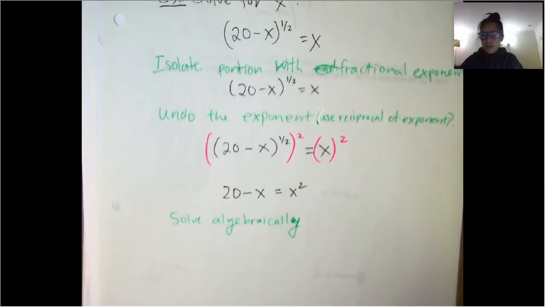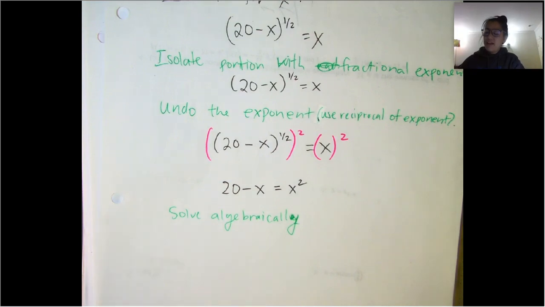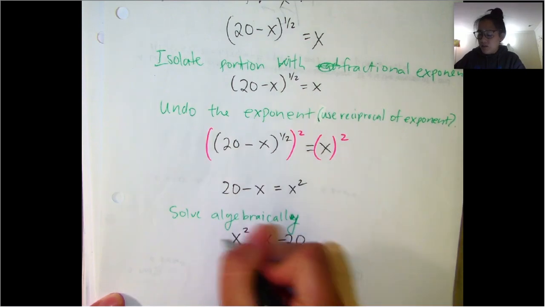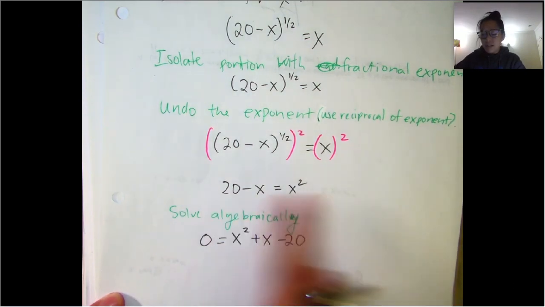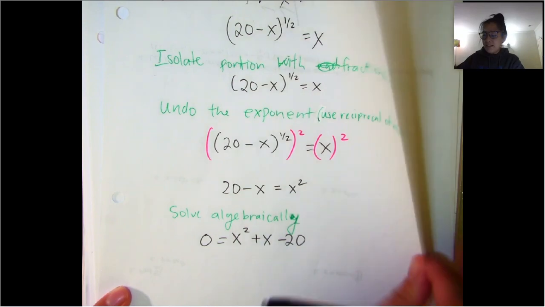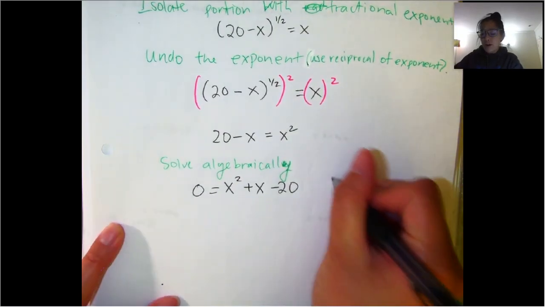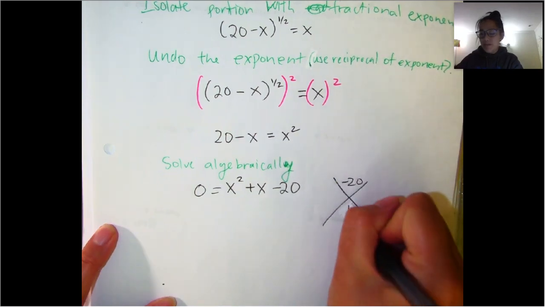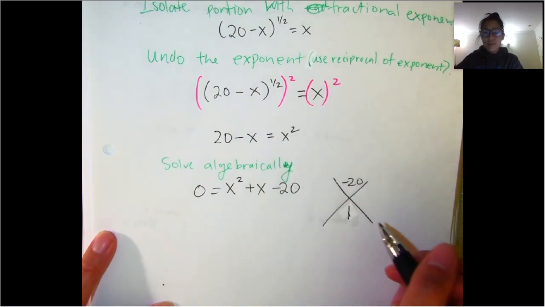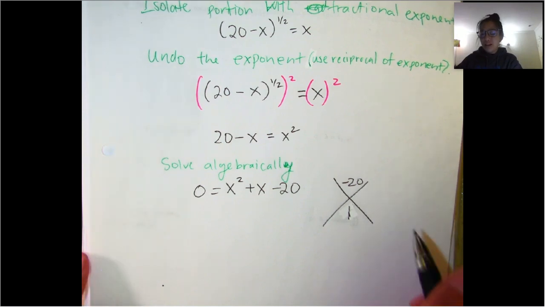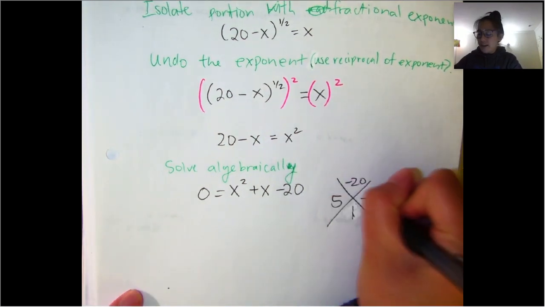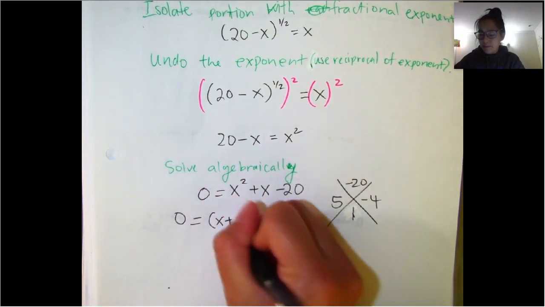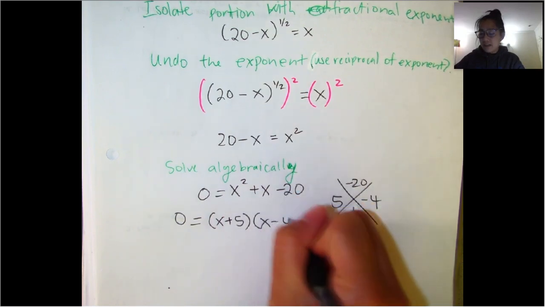Look at that, we have a quadratic again. So we'll go ahead and do x squared plus x minus 20 equals 0. So again, we're just moving the 20 to the other side and adding the x to the other side. And since this is a quadratic, we're going to try factoring it. Put minus 20 at the top, and then we're going to put 1 at the bottom. Okay, so what two numbers add up to 1 and multiply to negative 20? Well, that's going to be 5 and negative 4. So we have 0 equals x plus 5 times x minus 4.